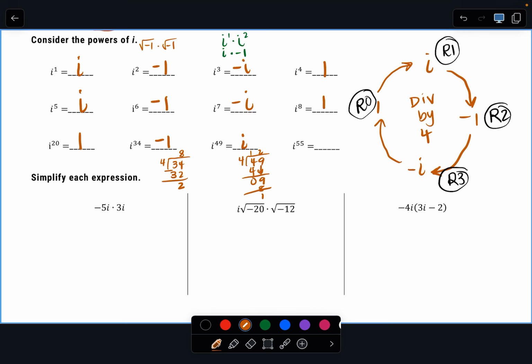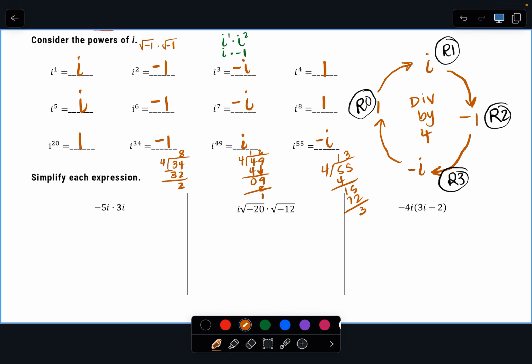Okay. When I go in for 55, what is my remainder for 55? What did you say, Jaden? It's 3. 4 goes into 15 3 times, 12. Remainder 3. What does remainder 3 tell me it is? Negative i. You will have to know to divide by 4.